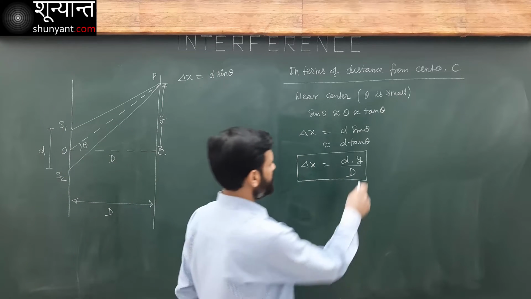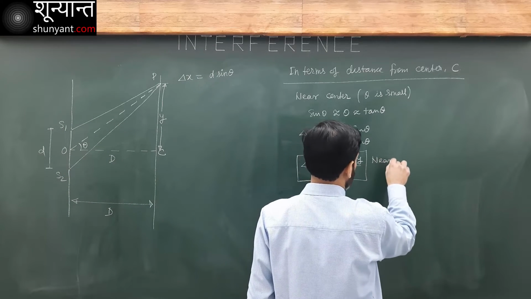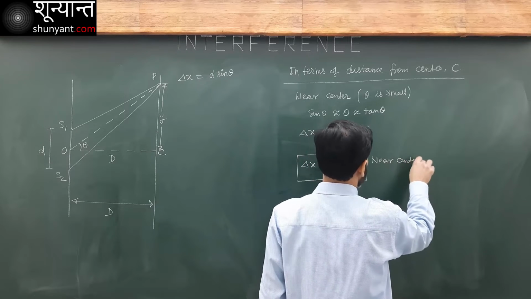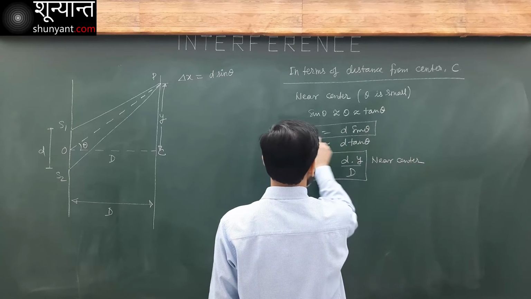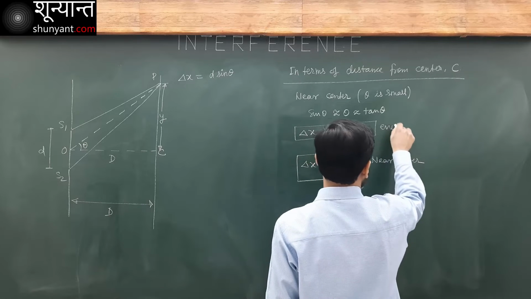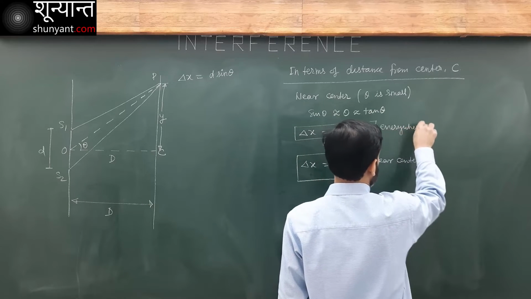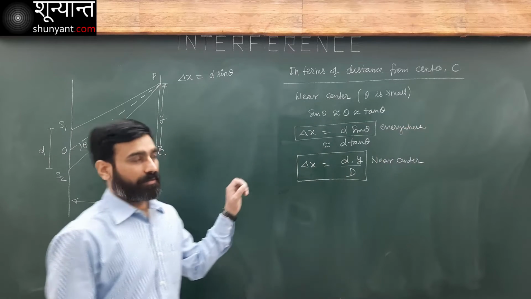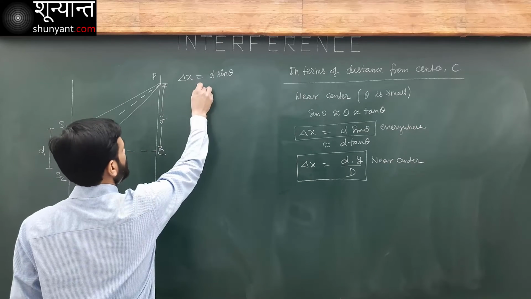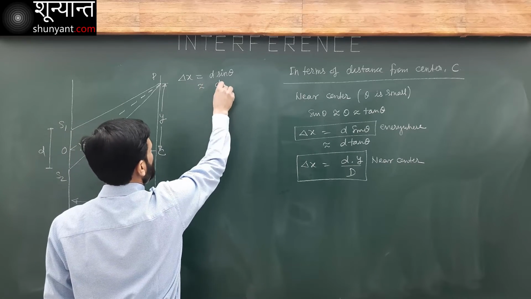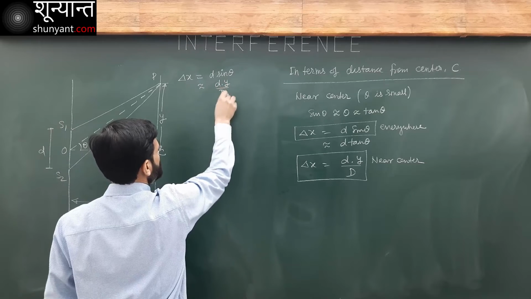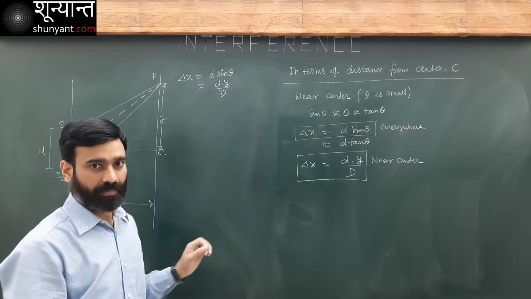But that is near center. This is at any position, everywhere. So this is equal to d times y over D. This is something that you will remember. Remember this thing.